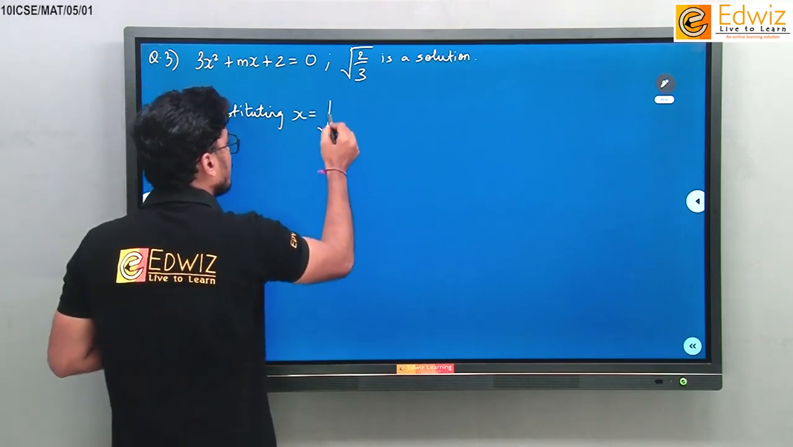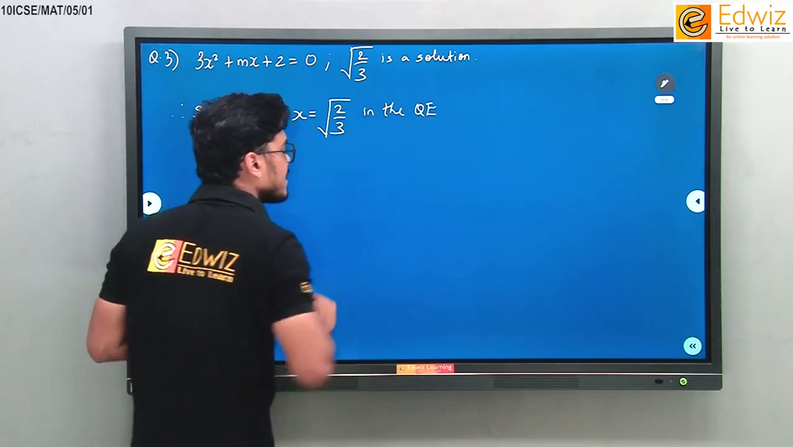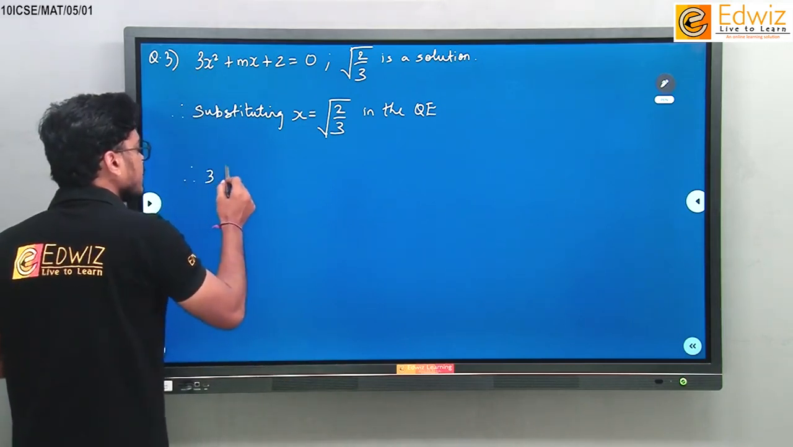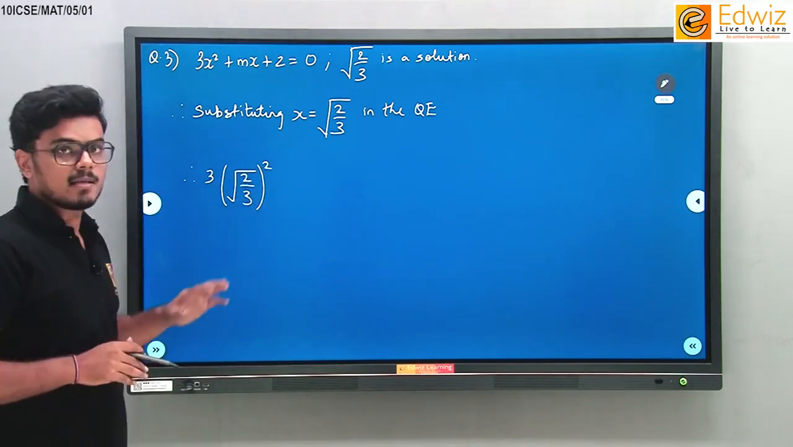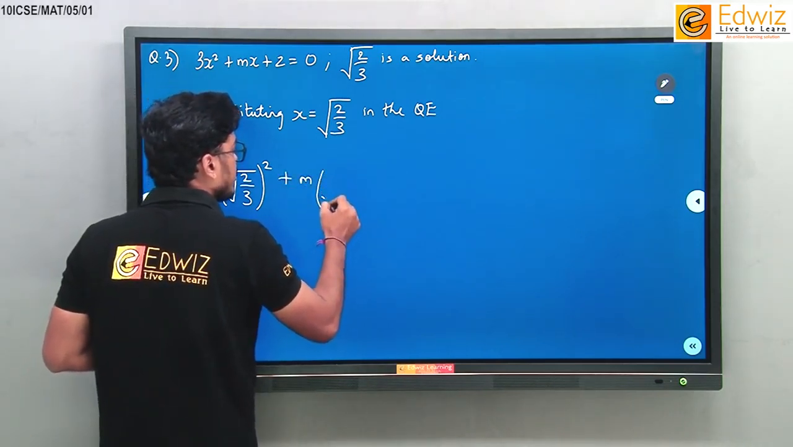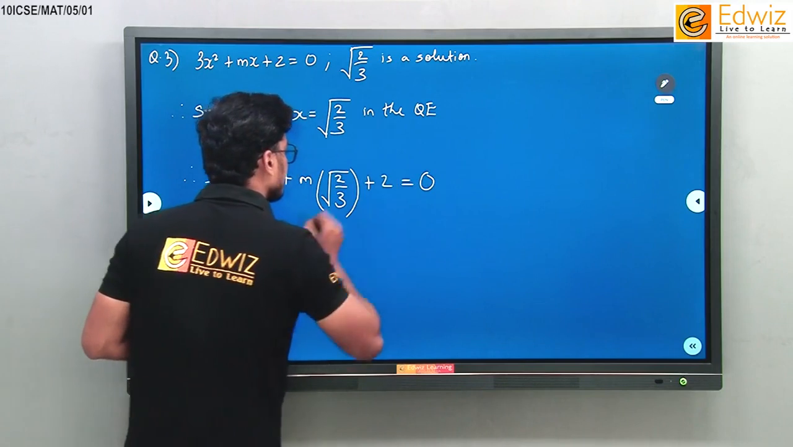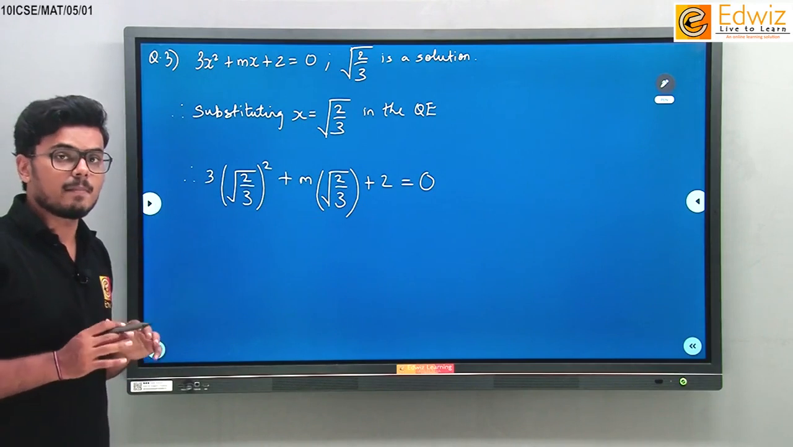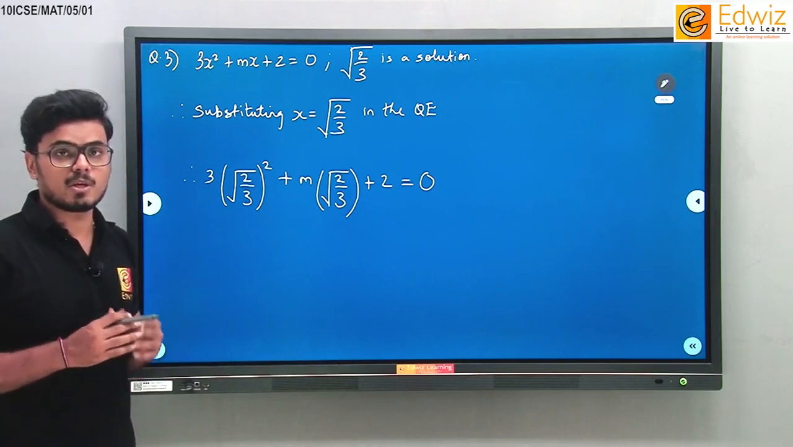x equal to square root of 2 upon 3 in the quadratic equation. Okay, we are substituting it directly in the equation. So therefore 3 times (square root of 2 upon 3) square, x square is (square root of 2 upon 3) square, plus m multiplied by square root of 2 upon 3 plus 2 equal to 0. Okay, now if you look at this equation, here only one variable m is there which we need to find out. Okay, in place of x we have substituted root 2 upon 3 because we know it is a solution, right?